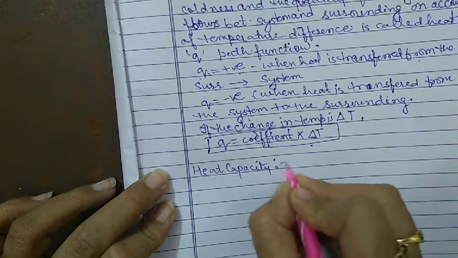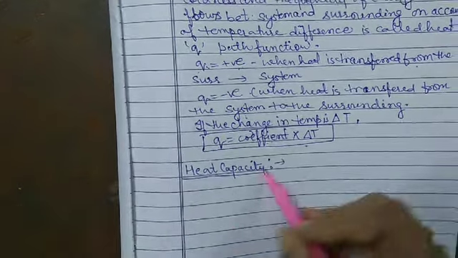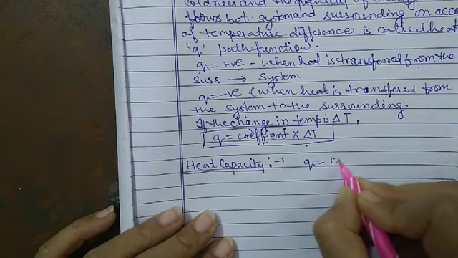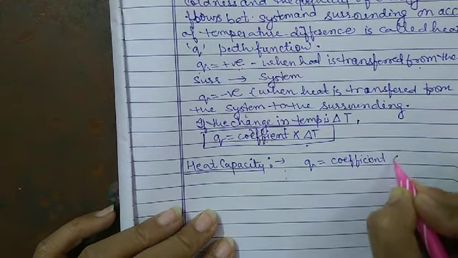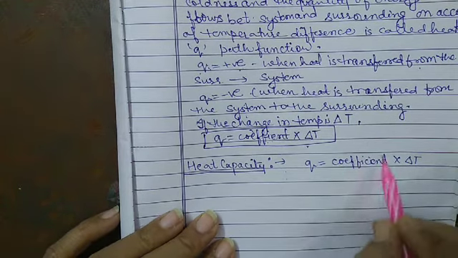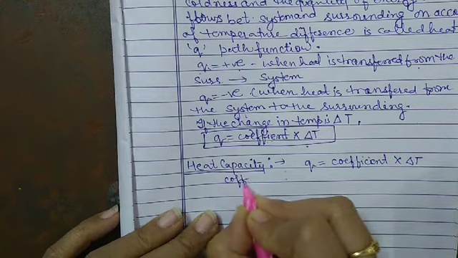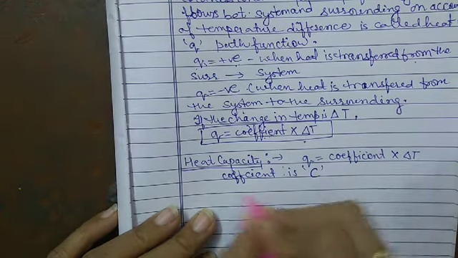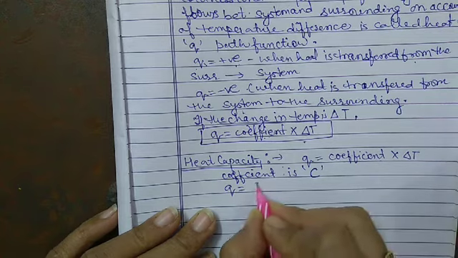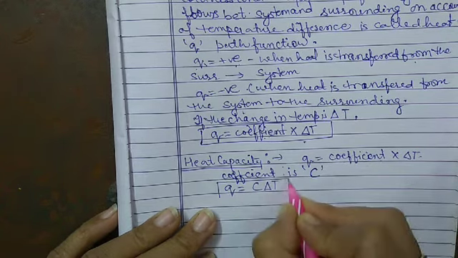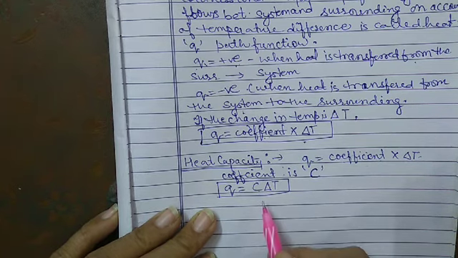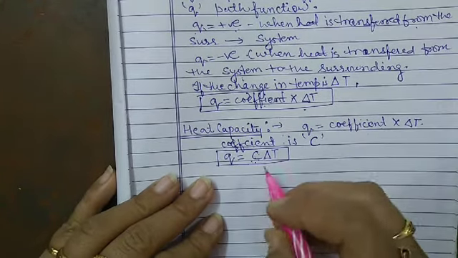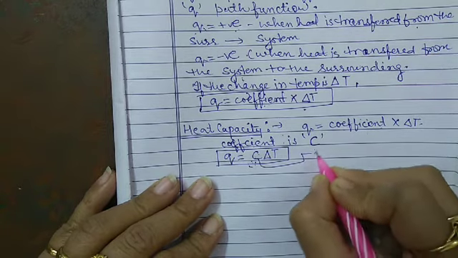Now, the next topic is heat capacity. This is our next heading. In the expression of heat, Q is equal to coefficient multiplied by delta T. If the coefficient is capital C, then Q is equal to C delta T. Here C is the coefficient, and this coefficient C is called the heat capacity.